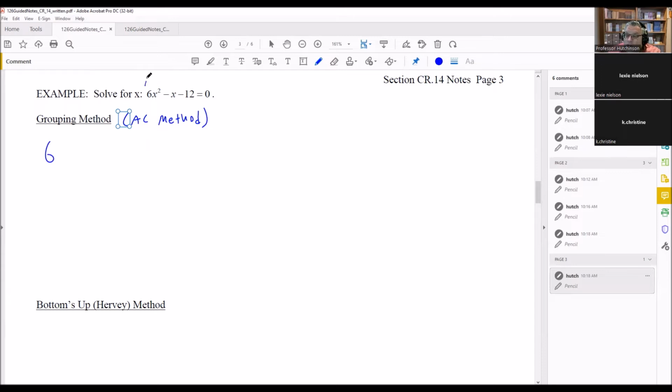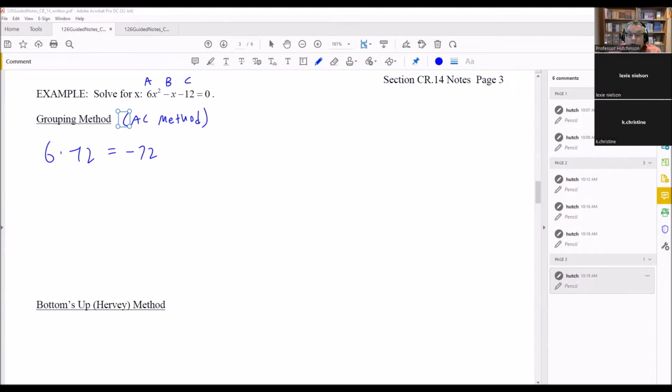This is your A, and this is your C term, and this is the B term in the middle there. You're going to take A times C, or 6 times -12. You're going to do that first, okay? And then we're going to get -72. Okay, so that's the first step, is to multiply A times C. Again, hence the name. That's why they call it the AC method.